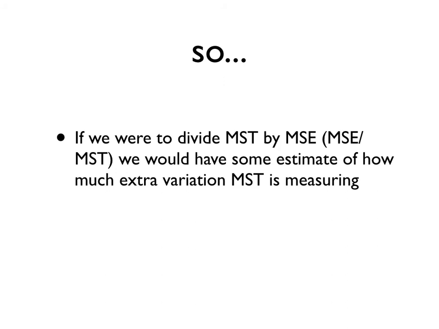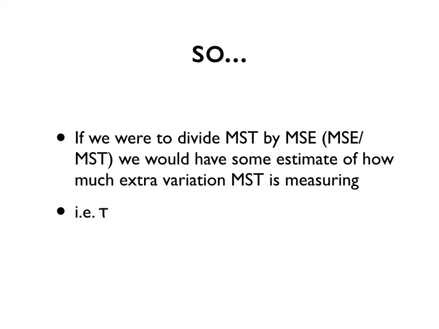We're going to now get an estimate of how much extra variation mean squared treatment is measuring. In other words, we're going to get variance due to treatment effects, or tau. Technically, n times sigma squared sub tau, but just tau is fine. So really, what we have, as shorthand, is tau plus epsilon over epsilon. When we take the ratio of mean squared treatment divided by mean squared error, unlike what I have written in parentheses there, which is completely backwards, we're going to get tau plus epsilon over epsilon.